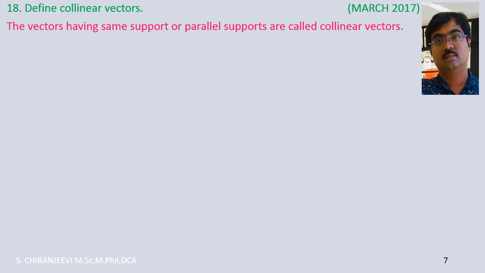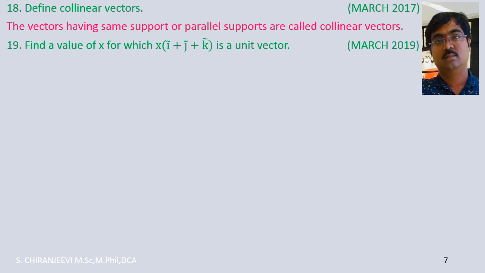Define collinear vectors, asked in the year March 2017. The vectors having same support or parallel supports are called collinear vectors. The vectors which have parallel support or same support are called collinear vectors.